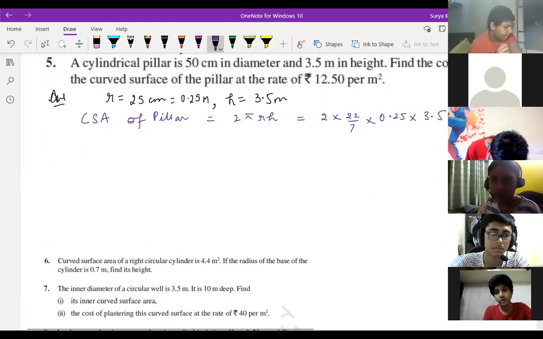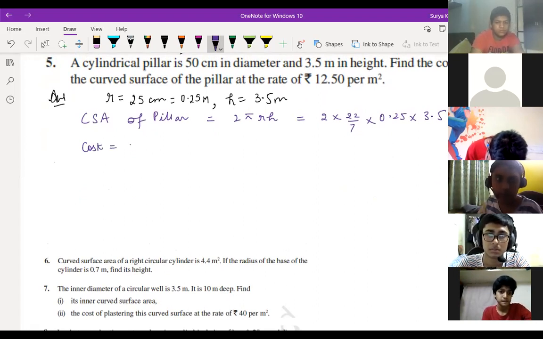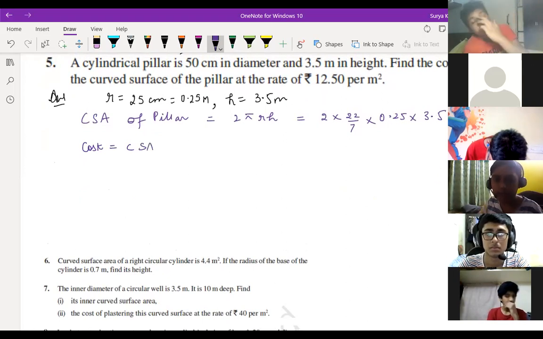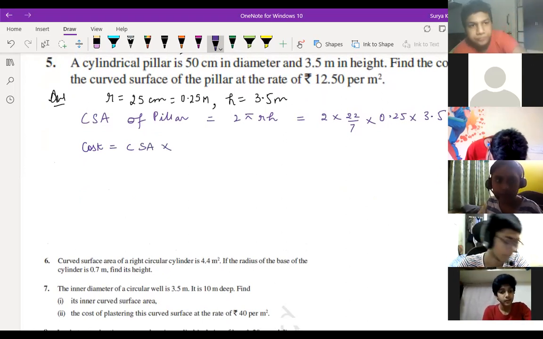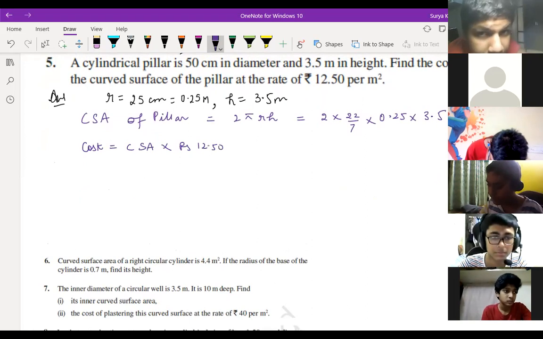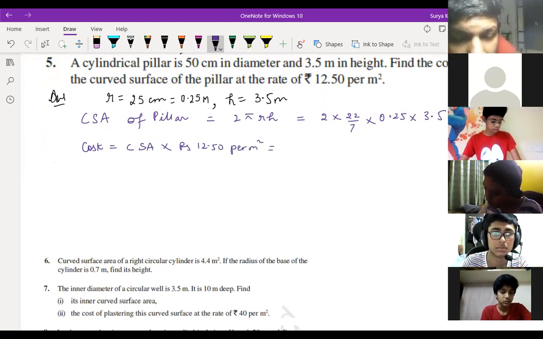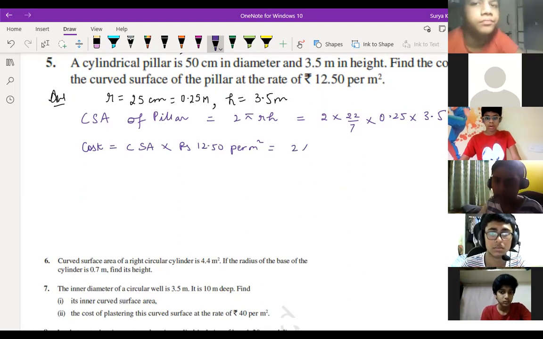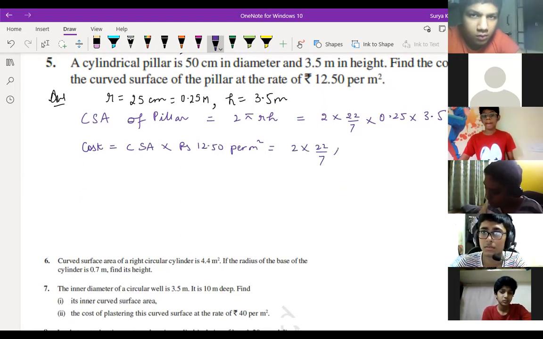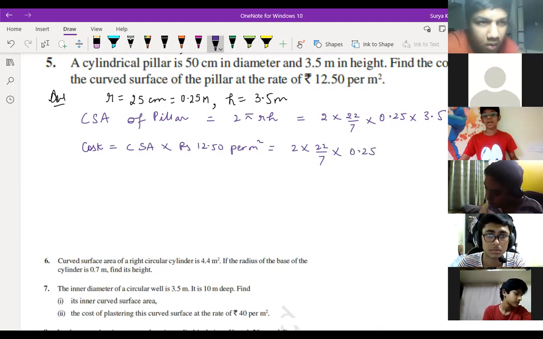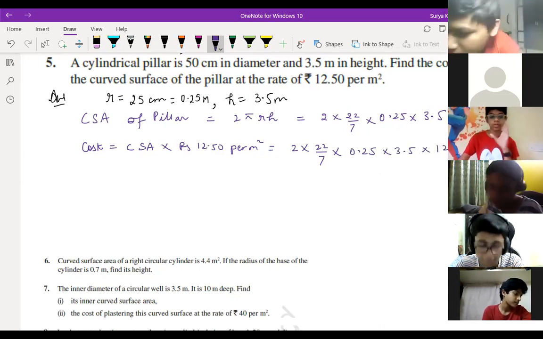Yes, sir. Now, if you are finding the cost, how do you find the cost? CSA into what should you write here? CSA into the rate given, right? CSA into rate, rupees 12.50 per meter square. So that I have done before also. Okay, so sir, 2 into 22 by 7 into 0.25 into 3.5 into 12.50.